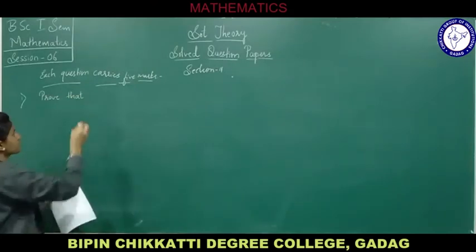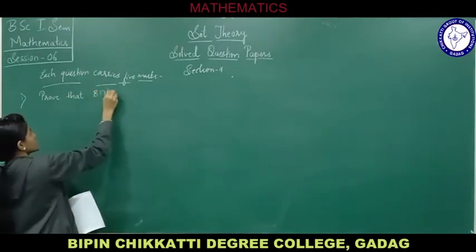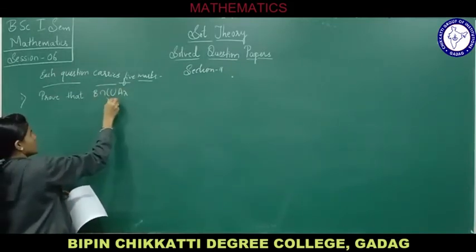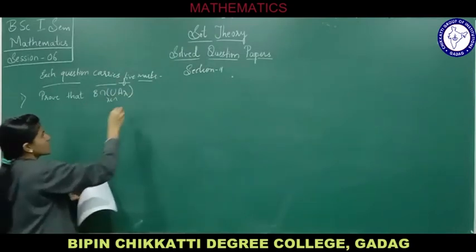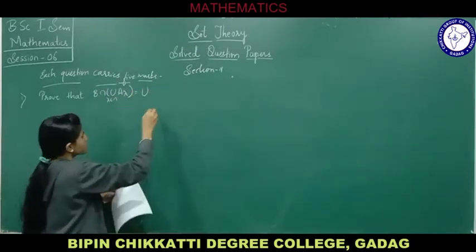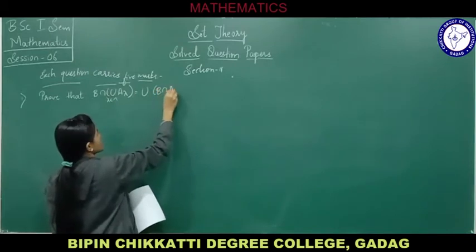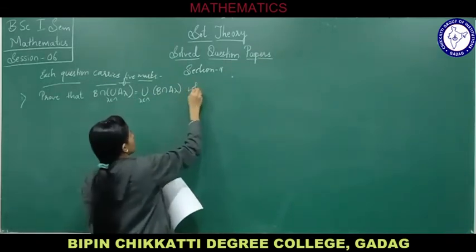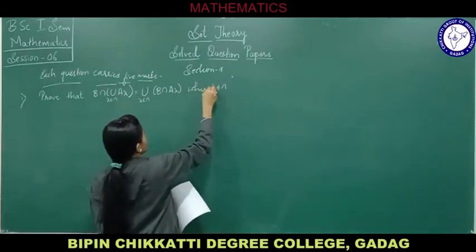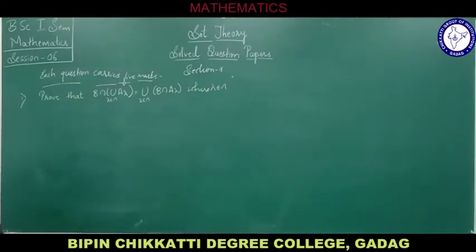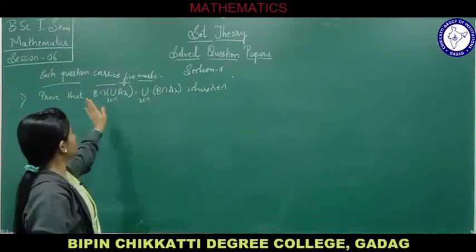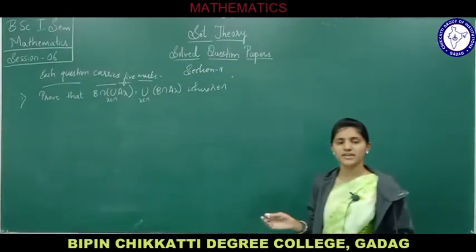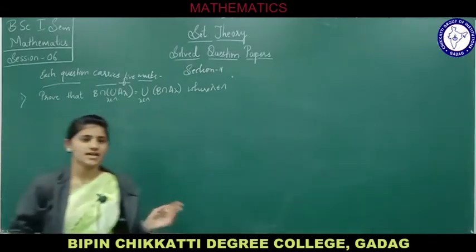Prove that B intersection union of A lambda, where lambda belongs to this index set, is equal to union of B intersection A lambda, where lambda belongs to this index set. Okay, we need to prove that B intersection union of A lambda will be equal to union of B intersection A lambda. Let us start proving.